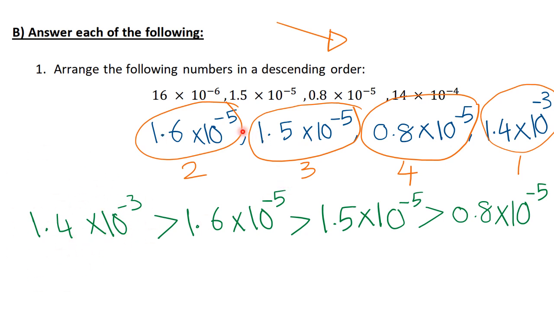And then we have three numbers of power negative 5. Since they are the same power, we will look at the numbers. There is 0.8, 1.5, 1.6. So we will start with the greatest, which is 1.6, then 1.5, then 0.8.